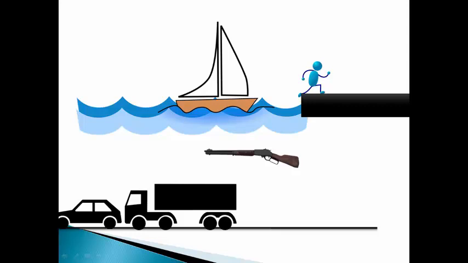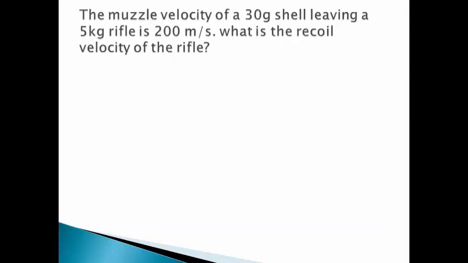Let us see one example. The muzzle velocity of a 30-gram shell leaving a 5 kg rifle is 200 meters per second. What is the recoil velocity of the rifle? So you have the rifle, and when it is fired, the bullet moves forward and the rifle recoils. You have to find the recoil velocity of the rifle.